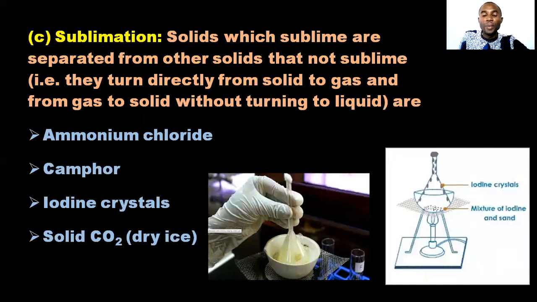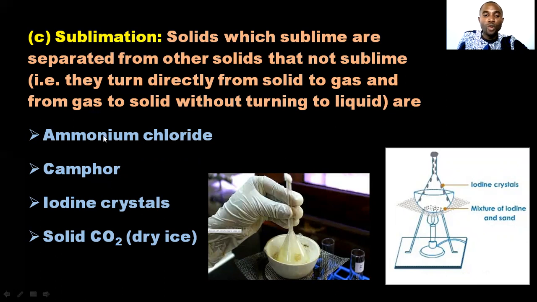Next one is sublimation. Solids which sublime are separated from other solids that do not sublime. They will turn directly. What we mean by sublimation is a substance that can change directly from solid to gas. If it has been mixed together with other solids, the one that sublimes will evaporate, going from the solid state to vapor, and it will escape, and the other one will remain there.